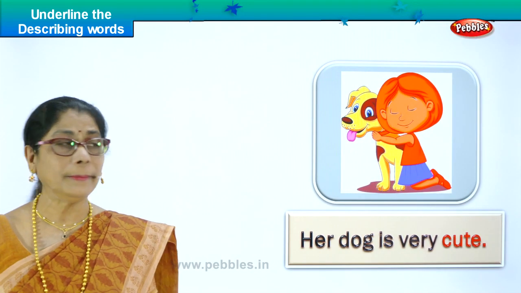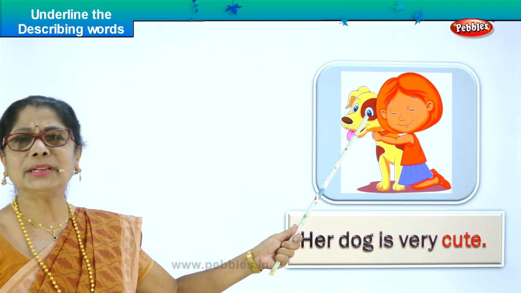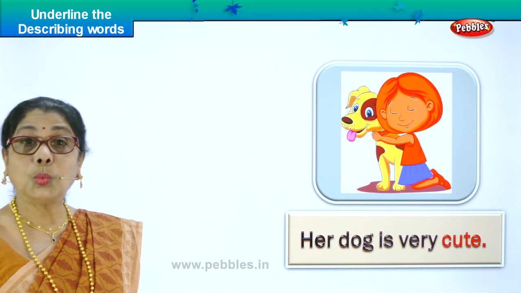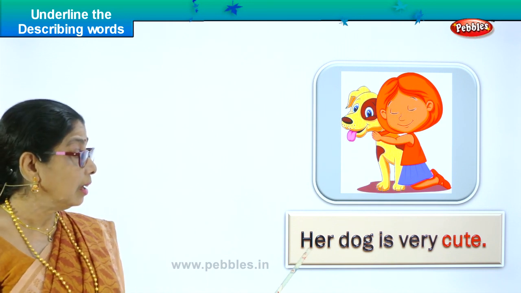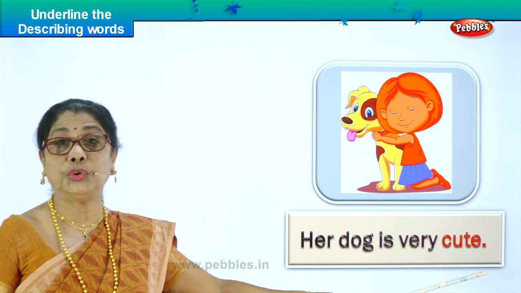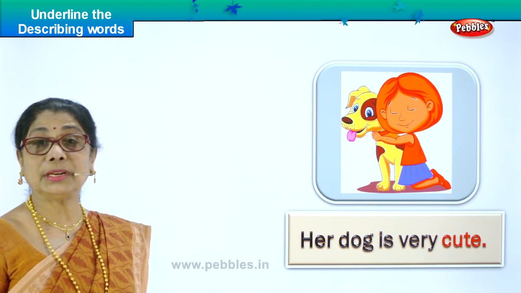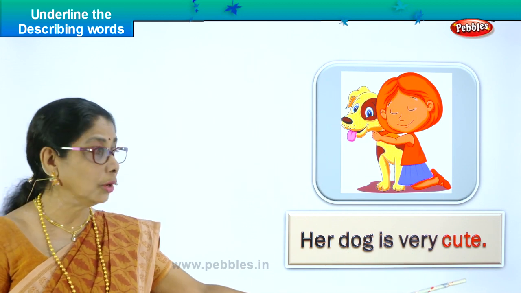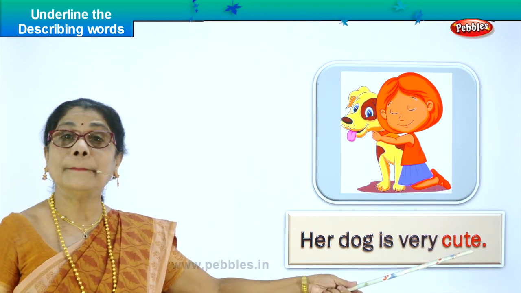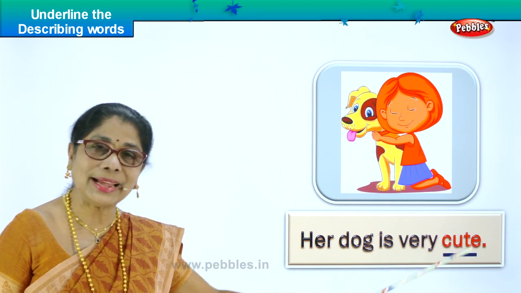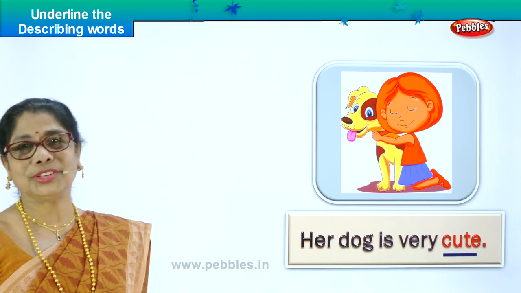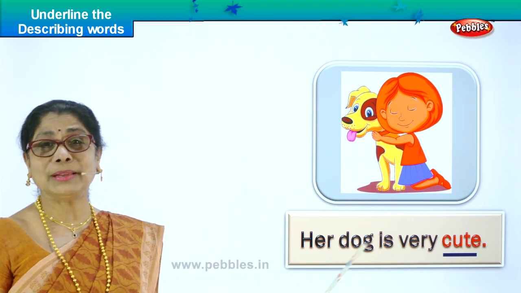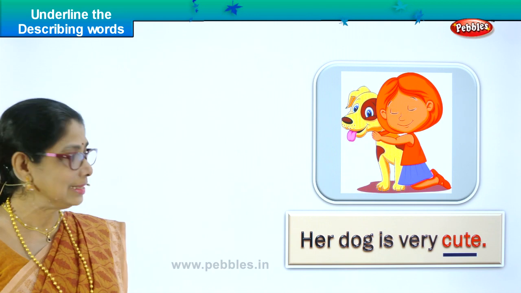Look what you have here. Oh, a little dog. What is she doing? She's hugging a little dog. What does she say? She says her dog is very cute. What kind of dog? Cute dog. So underline the word cute because the word cute describes what kind of dog she has. Her dog is very cute. Cute describes the dog. Read the sentence.